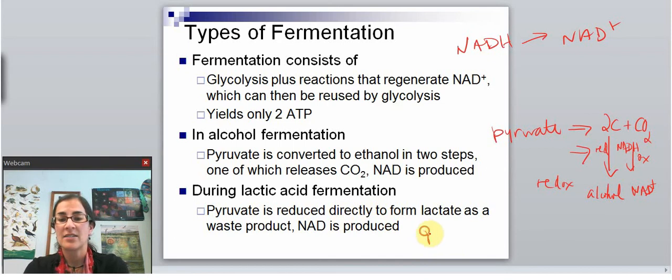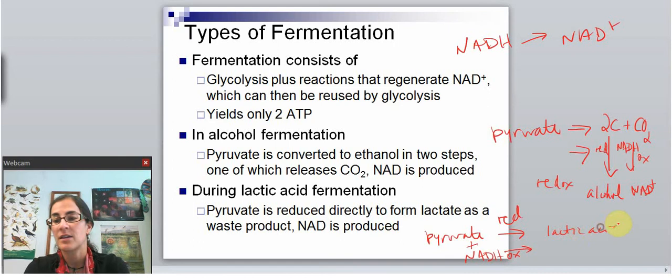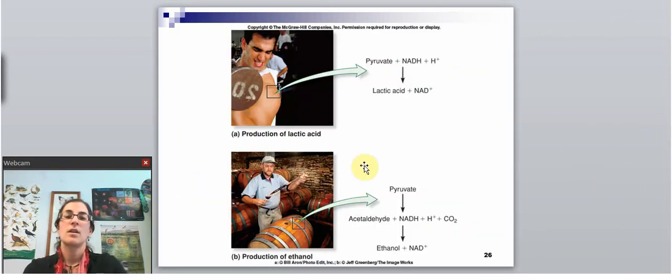In lactic acid fermentation, there's only one reaction where the pyruvate is reduced and NADH is oxidized at the same time. Remember, they always go together. The pyruvate becomes lactic acid and the NADH becomes NAD+. Lactic acid fermentation occurs in our muscles.